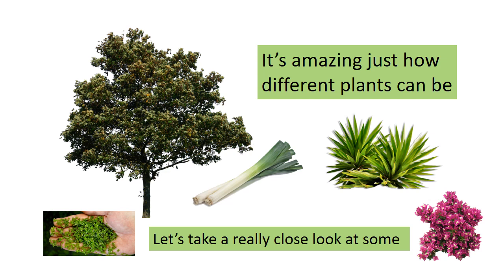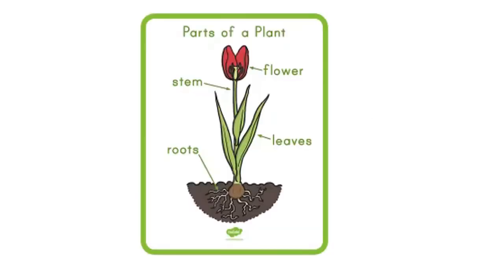But now we're in Year 3, we're going to take a really close look at plants to really closely look at these parts. So you may have seen a diagram like this before, you might have even labelled one yourself for the parts of a plant. So we've got the roots at the bottom, usually under the ground, and then the leaves, we've got the stem, and at the top there's a flower, not on every plant, but on some plants.